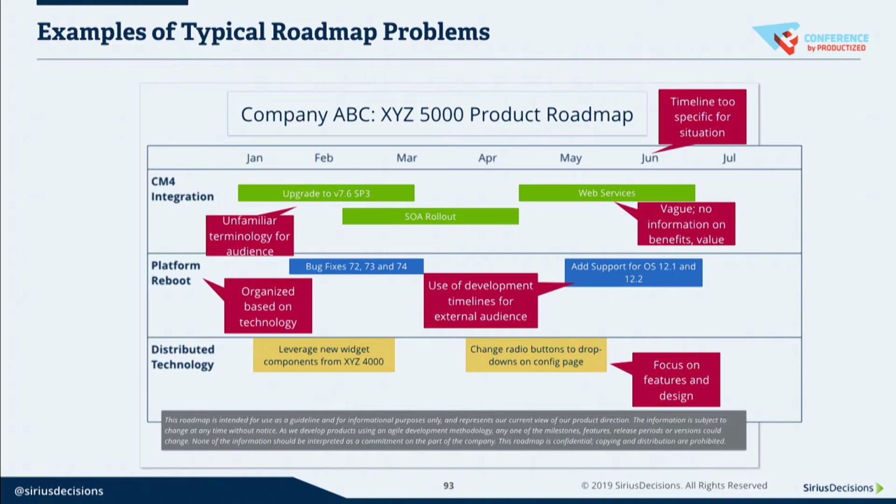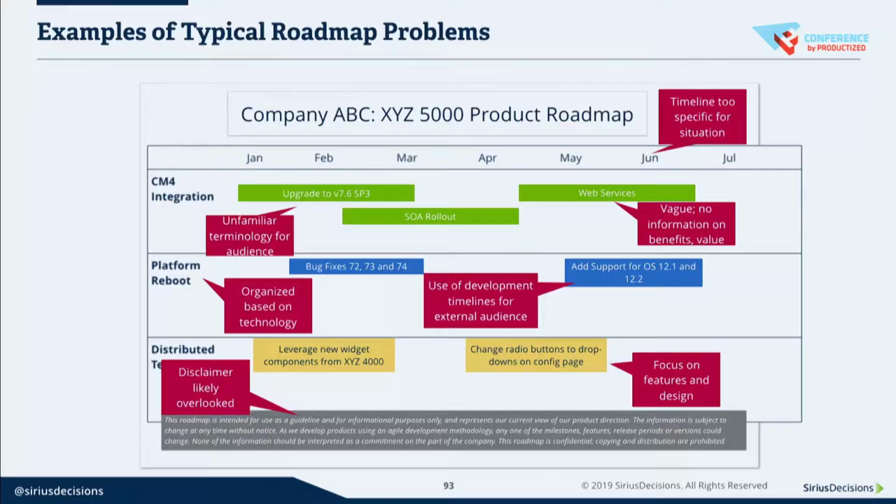And I lied. My favorite part is this part here. The text is really small. That's intentional, right? You usually bury it on the bottom. So for those of you back there that can't see, I'll read you part of it. It says, this roadmap is intended for use as a guideline and for informational purposes only, and represents our current view of the product direction, blah, blah, blah, subject to change without notice, blah, blah, blah. We use an agile development methodology, blah, blah, blah, right? This is the CYA statement.